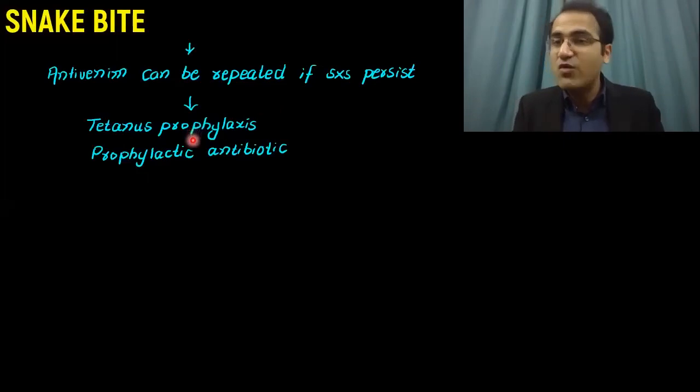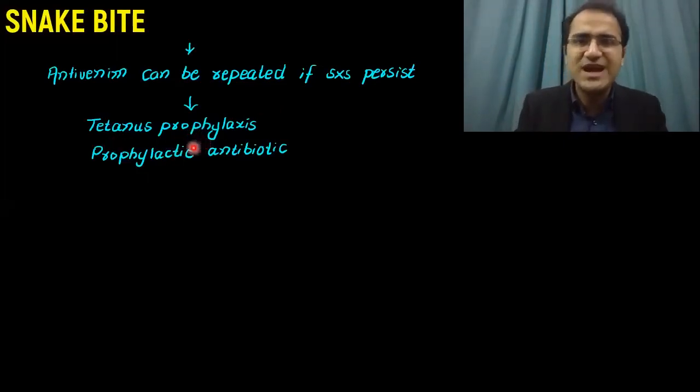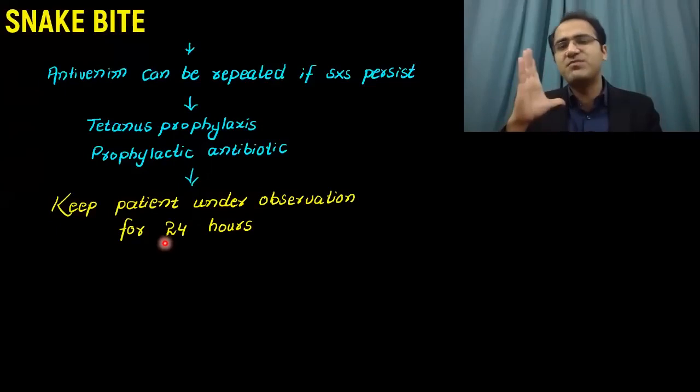And with that, when the patient has been bit, every patient must receive tetanus prophylaxis, and you can give prophylactic antibiotic. Even augmentin can do the job. Patient must be kept in the hospital for the next 24 hours.